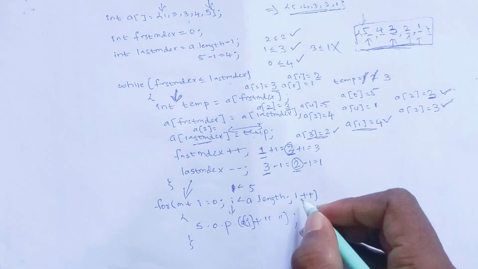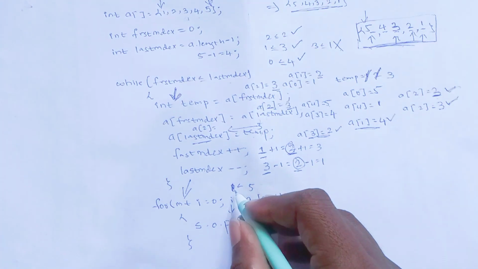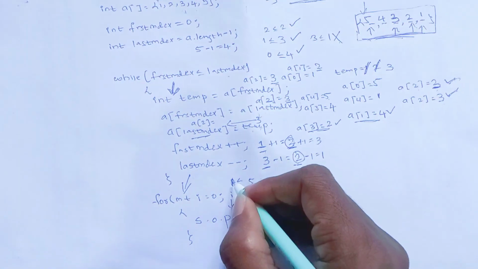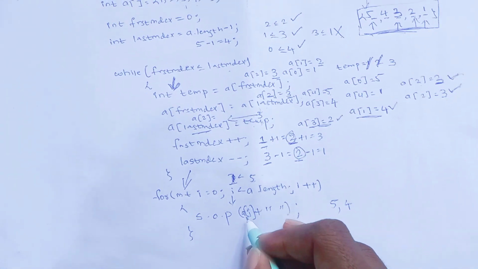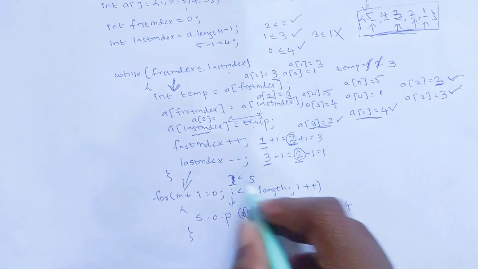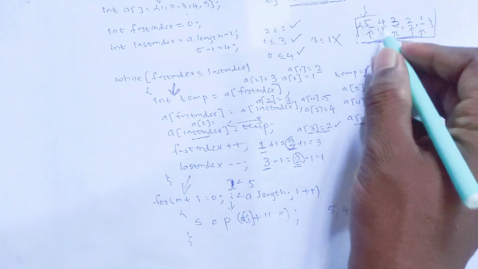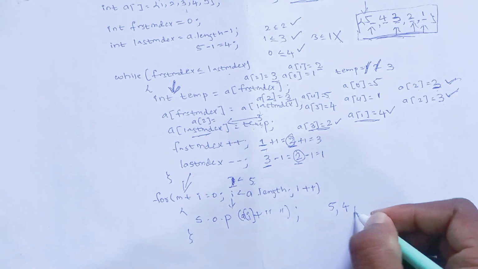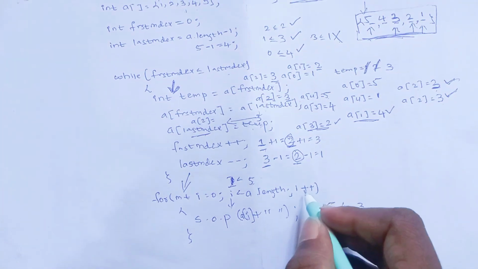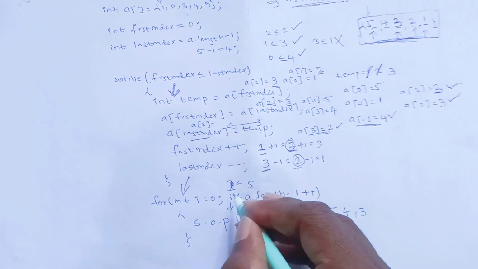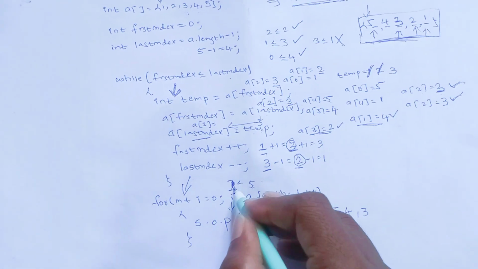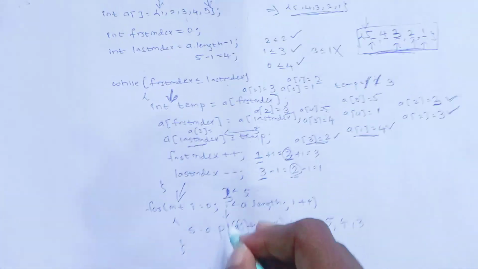Then incremented by 1, so initially 1, now it becomes 2, checks for the condition, 2 less than 5, condition true, enters into the loop. A of i, i value is 2, so a of 2 means 3. Then i gets incremented by 1, initially 2, now it becomes 3, checks for the condition, 3 less than 5, condition true, enters into the loop.